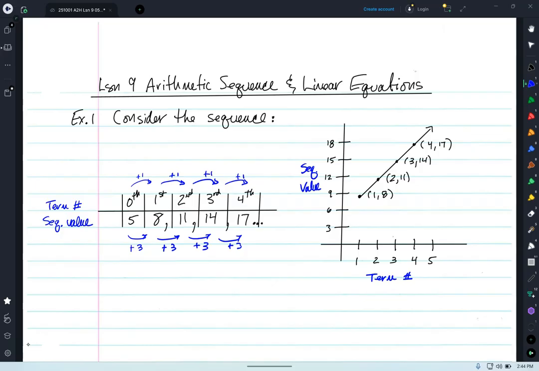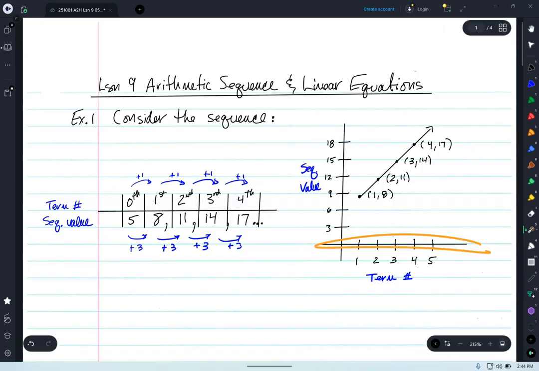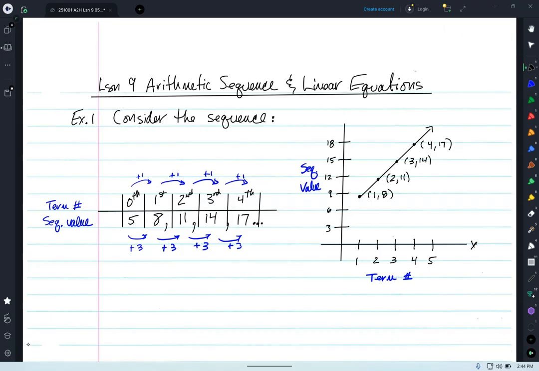Okay. Now, over here, there's usually some letters that are associated with a left and right tracking and an up and down tracking. Sure. We're doing an X and a Y style graph. So then our term numbers really are our X values and our sequence values are our Y numbers.